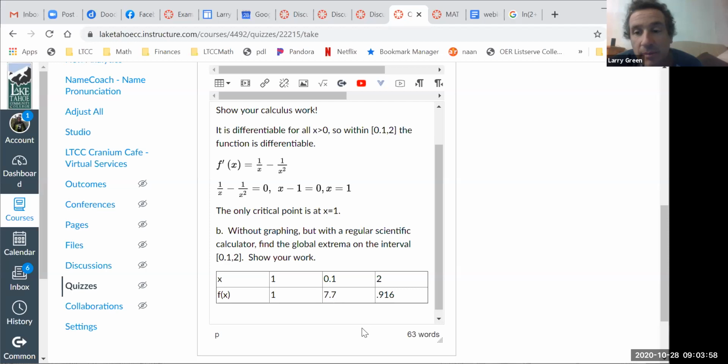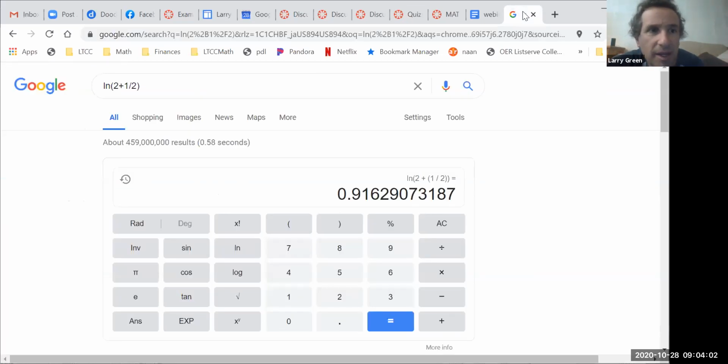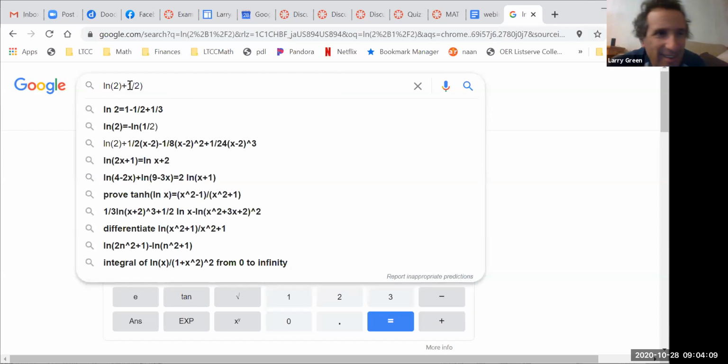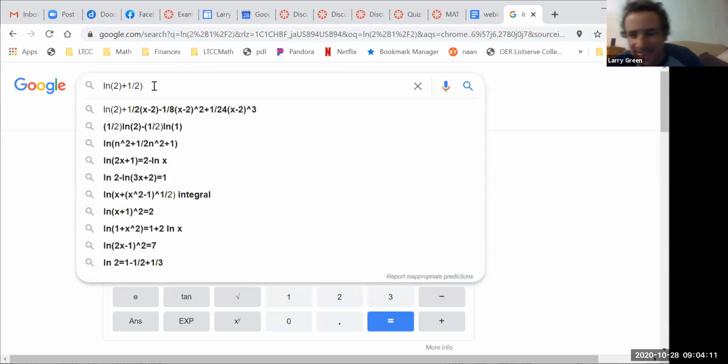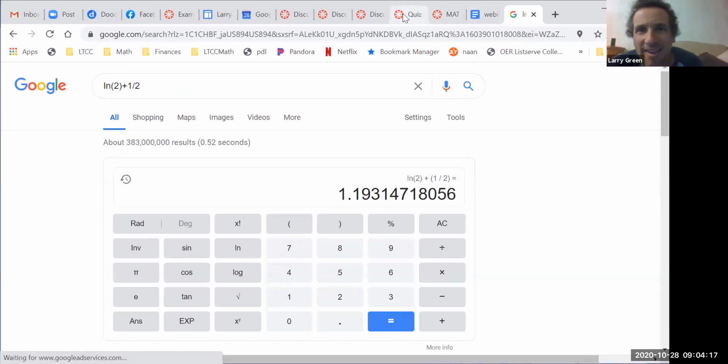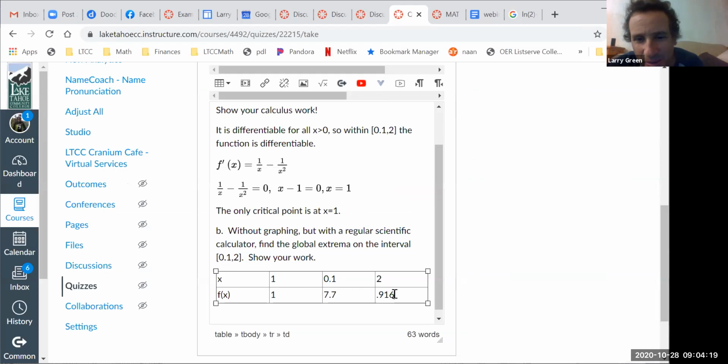So what is the minimum? I got it from 2. I was worried about 2. Let me look at this one more time. I knew there was a problem. Aha. That wasn't the answer. So I double check if I get, there we go, 1.19, much better. So 1.19.